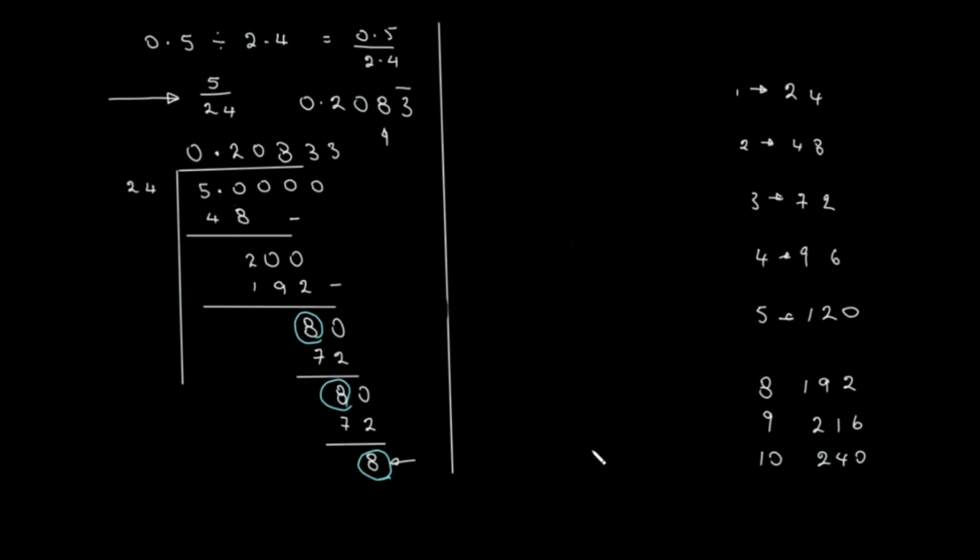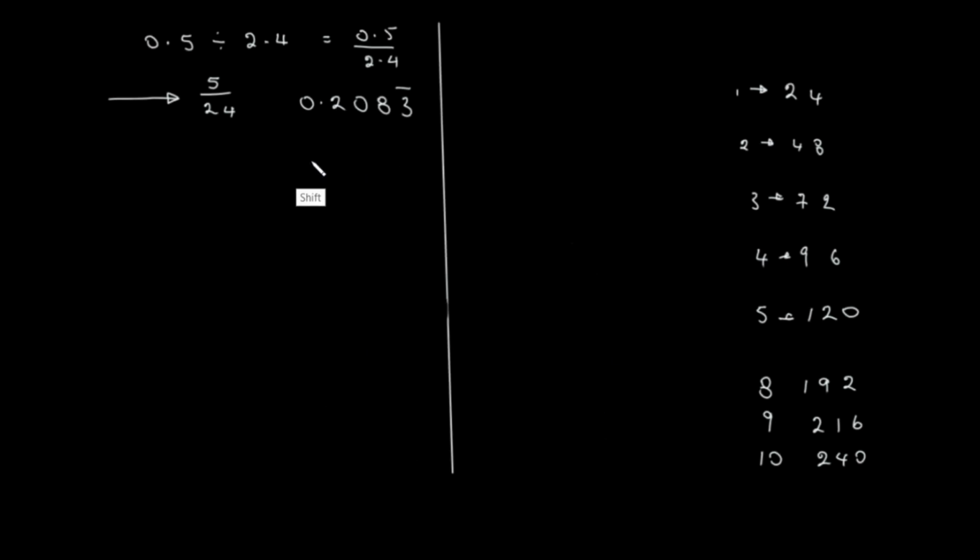All right. Would you like to see that again? All right. We have a division here. And we're dividing 24 into 5. There's your 5. Put a decimal point with a 0. Line up your decimal point. There's your 24. Can't fit 24 into 5. So we put a 0.